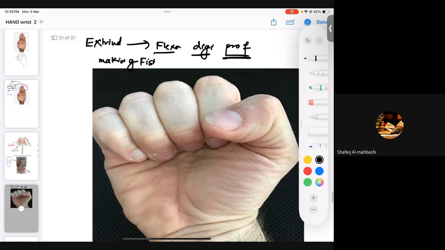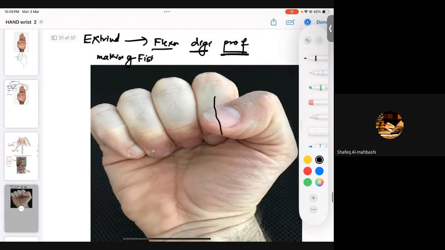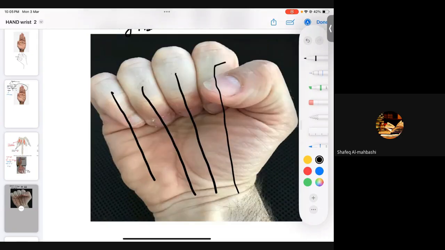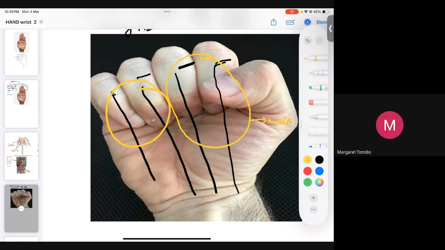Again, you have your flexor digitorum profundus. It's going to supply your second, third, fourth, and fifth fingers, right? But remember, the lateral two are supplied by your median nerve, and the medial two are supplied by the ulnar nerve, right? So you can see that the distribution is almost the same as the lumbricals. The lateral two lumbricals were also supplied by the median, and the medial two by your ulnar nerve, right?